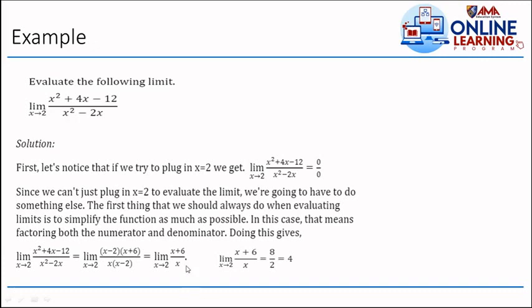Next. So since you have a common factor, what will happen is these two common factors will cancel. What's left will be x plus 6 all over x as x approaches 2. So if we're going to substitute, 2 plus 6, we have 8. And our limit here is 2, so we have 8 all over 2. The answer is 4. So we have 8 divided by 2 is equal to 4.